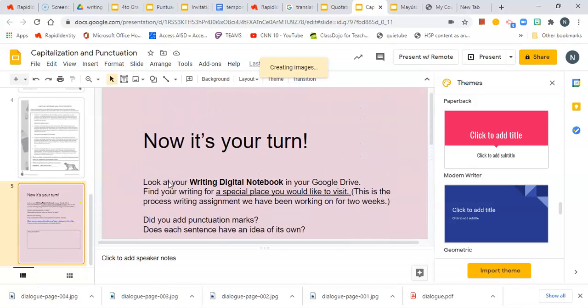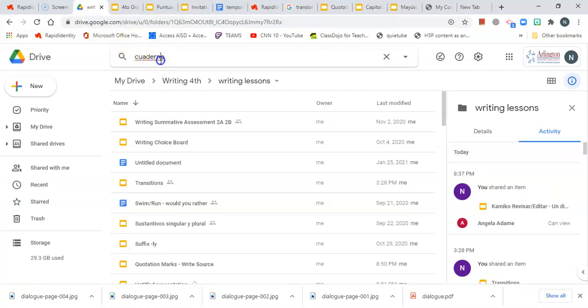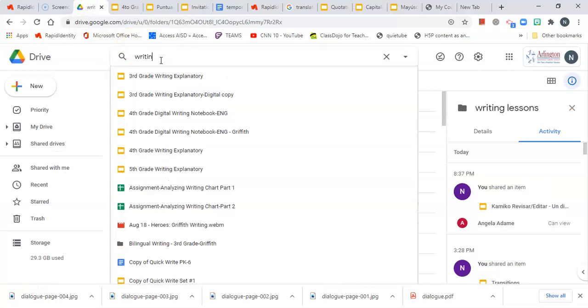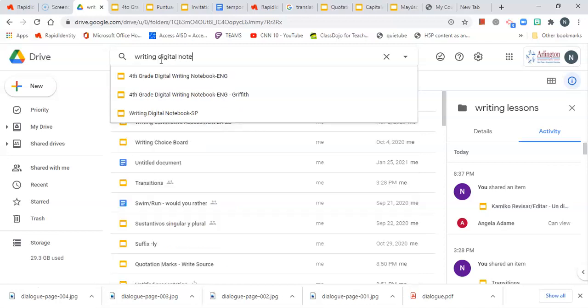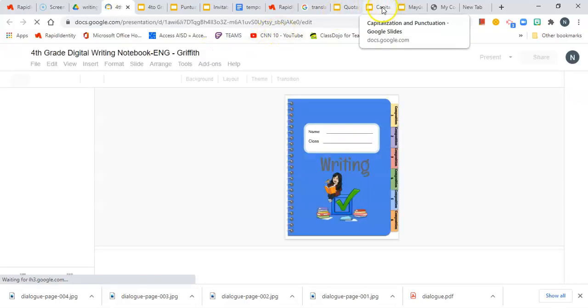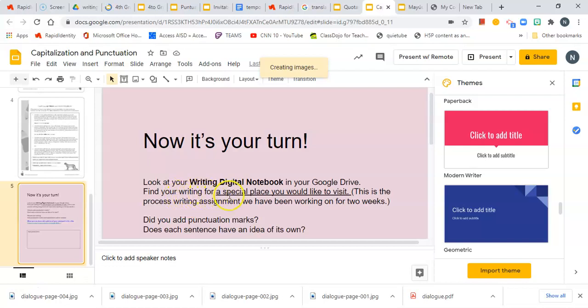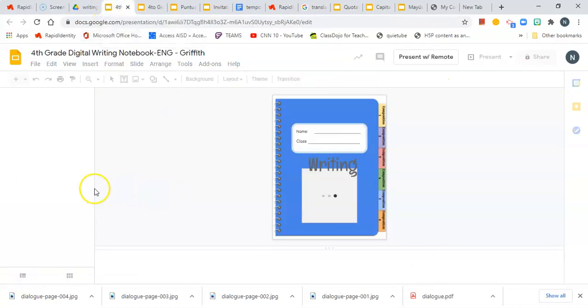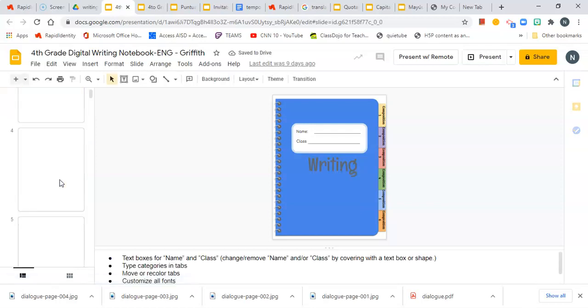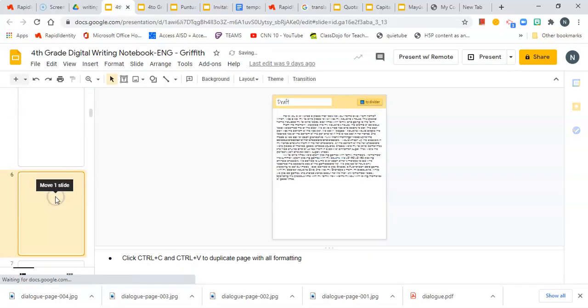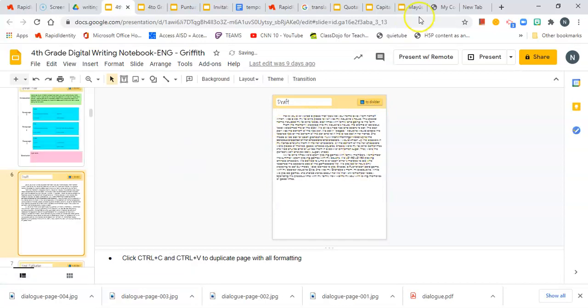Slide 5, now it's your turn. Look at your writing digital notebook in your Google Drive. So you're going to go to your Google Drive and you're going to write writing digital notebook and it will come up. Okay? Find your writing about a special place you would like to visit. This is the process writing assignment that we have been working on for the past 2 weeks. So if you go to slide 6, you should have your published writing right here. Okay?